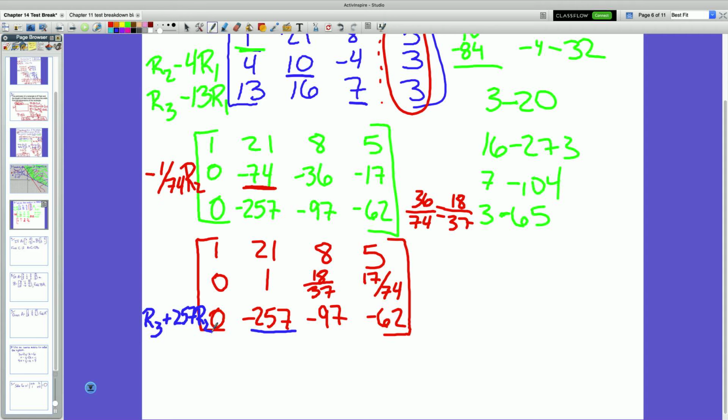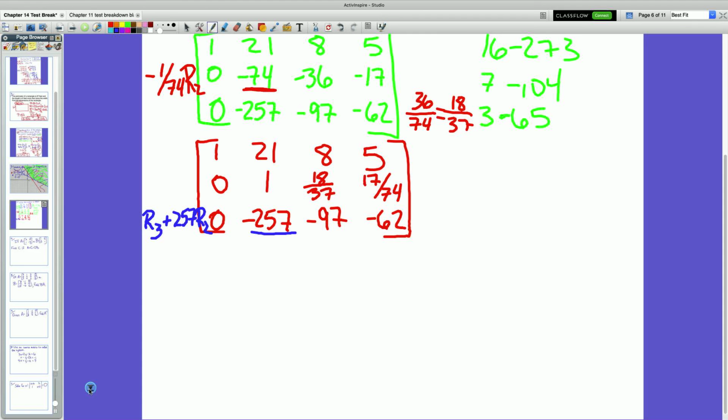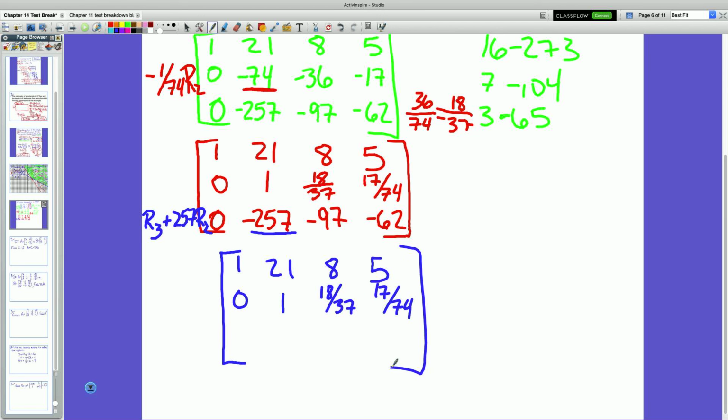Oh yeah, here we go. Buckle up. It's going to get a little bumpy. So again, the top row is not changing. So I have 1, 21, 8, 5. Second row is not changing: 0, 1, 18 over 37, 17 over 74. Bottom row, changing big time, 0. The whole reason we're doing this is to get this to 0.